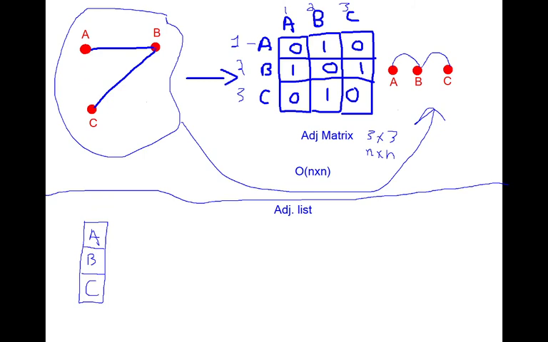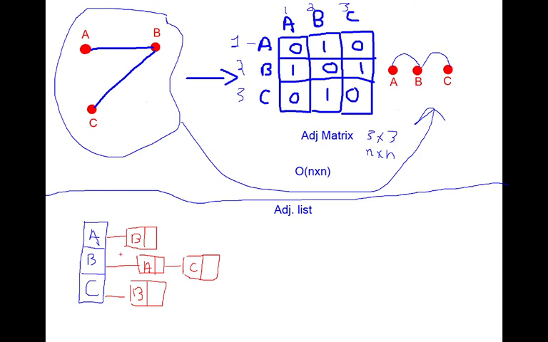Now A is connected with B, so here we will draw a linked list. We will create a node and this will contain B. Now B is connected with A, so we will make a node and place A here, and B is also connected with C, so we will make another node and draw C here. C is connected with only B, so we will make a node and store B here, right. So this is the adjacency list representation of the same graph.